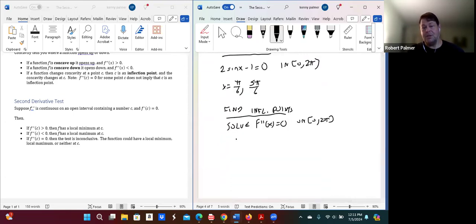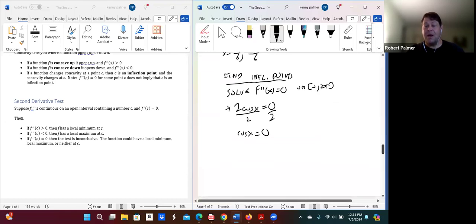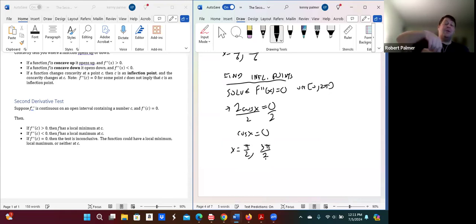Okay, and so that's going to be 2 times the cosine of x is equal to 0. Divide both sides by 2, that's not going to change anything. So the cosine of x is equal to 0. Remember, on the interval from 0 to 2 pi, where is cosine 0? That's going to be at pi over 2 and at 3 pi over 2. It turns out we actually have a couple inflection points.